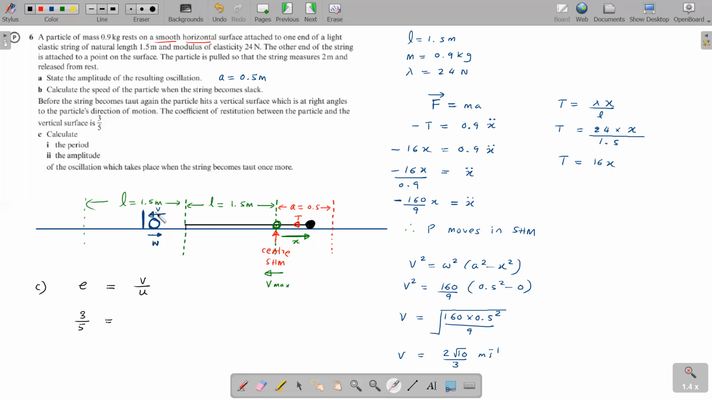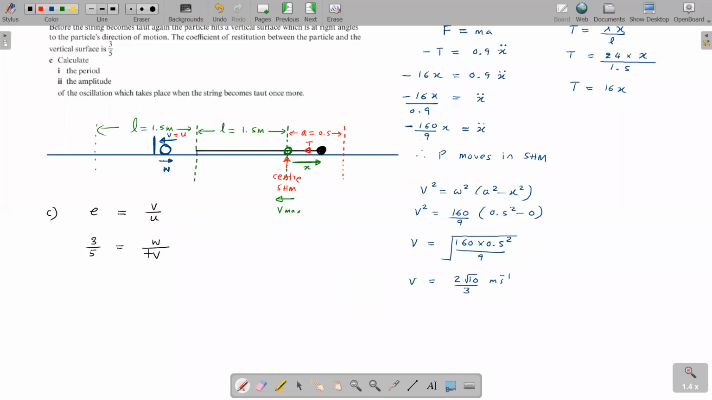The after speed is W, because that's the speed that you rebound from the wall. So that is W over the initial speed. The initial is this V value, 2 root 10 over 3, because you hit the wall with 2 root 10 over 3. That's the initial. So this V is what becomes the u. Are you with me?